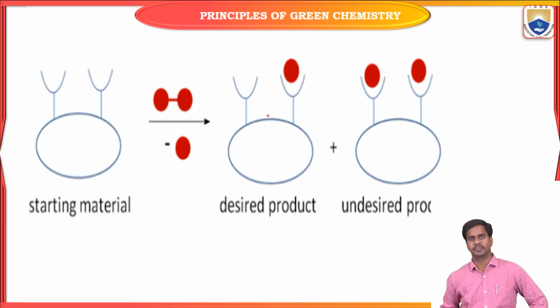Let us see. Suppose you take this reaction, with a starting material, a desired product and an undesired product. Here our desired product is this one. But in this particular reaction, along with the desired product, some unwanted or undesired product has also been formed. Here, by using some protective groups, we can minimize the formation of this undesired product.